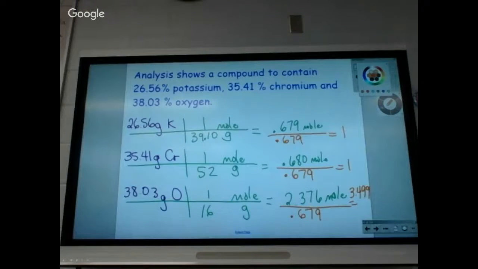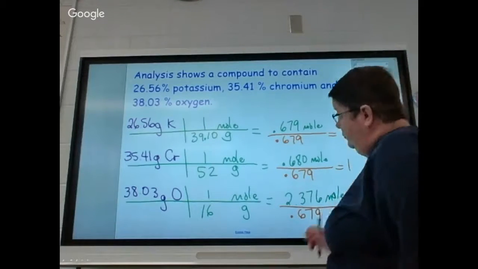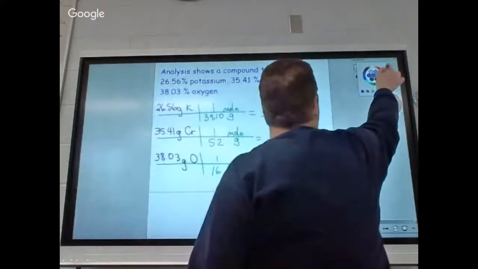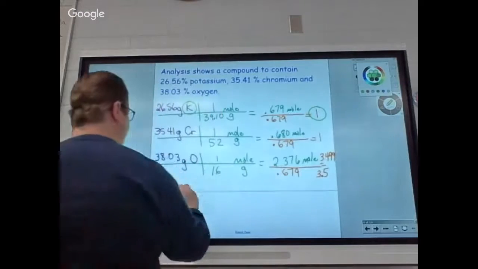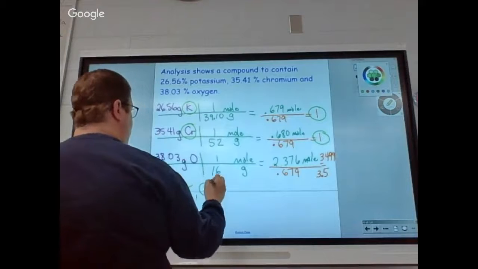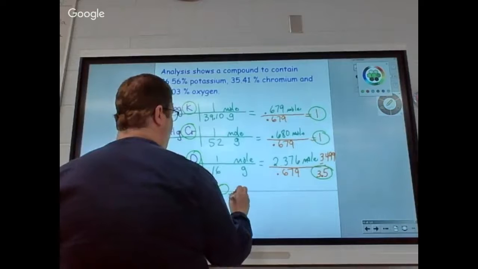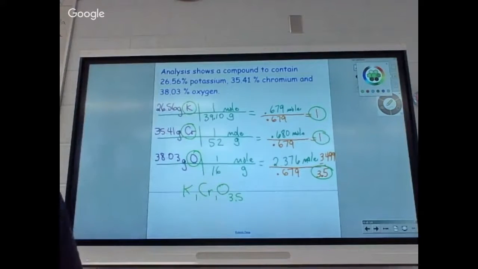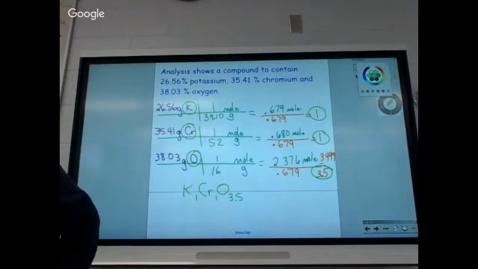Now, when we were writing formulas last week, we had K with a 1, right? We had Cr with a 1. And then we got O with this 3.5. I'm pretty certain we didn't write any formulas that had a half in them anywhere, correct? Right. Now, some of you would say round that half up to 4. Some of you would say round that half down to 3. Neither of which is correct. We cannot round a half off.